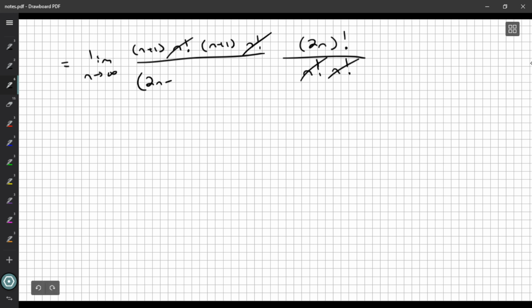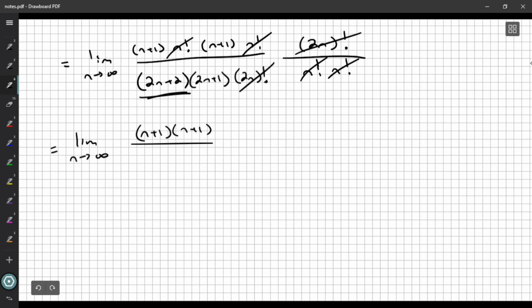Well, I can write (2n+2) factorial as (2n+2) times, you're just going to subtract 1 here, so (2n+1) factorial. But that (2n+1) factorial can itself be rewritten as (2n+1) times 2n factorial. So there we get some more things canceling out. So we get n+1. I'm going to leave it as (n+1) times (n+1). This 2n+2, I'm going to write it as 2 times (n+1). So 2 of those can cancel out.